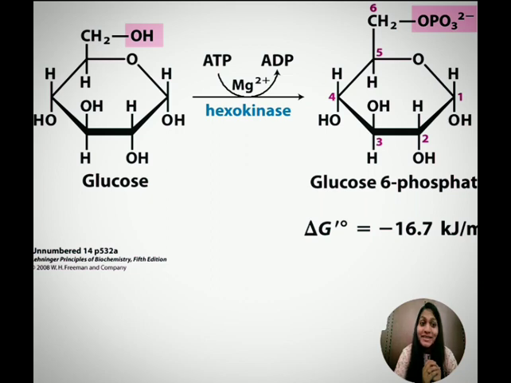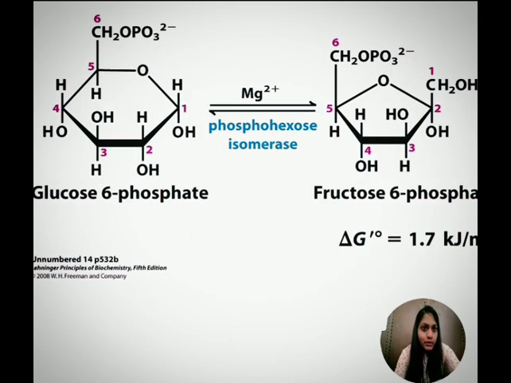Yeah, it's the phosphorylation. Once glucose is phosphorylated, it has no way to escape the plasma membrane, and therefore it is retained inside the cell. That is the importance of hexokinase and phosphorylation of glucose, right? So the phosphorylated glucose undergoes an isomerization reaction, that is, it's isomerized to fructose 6-phosphate.